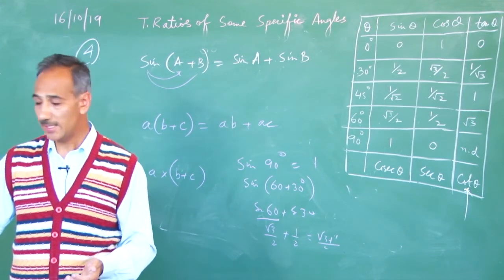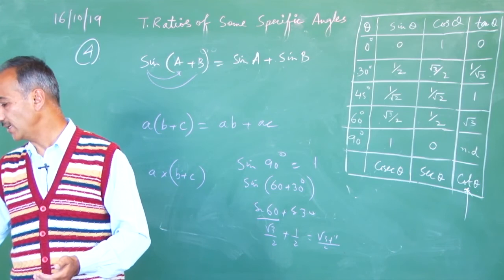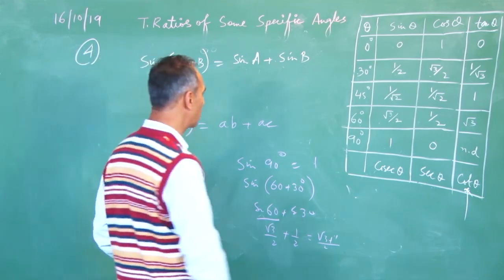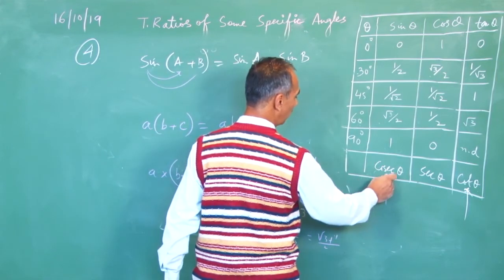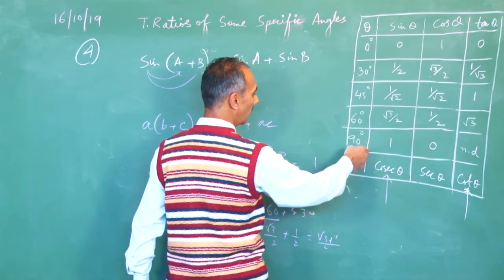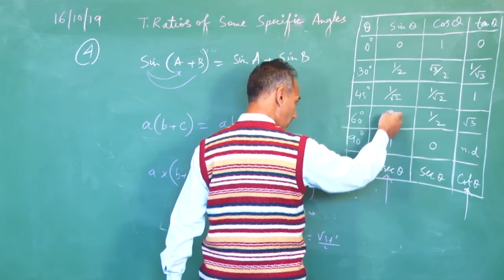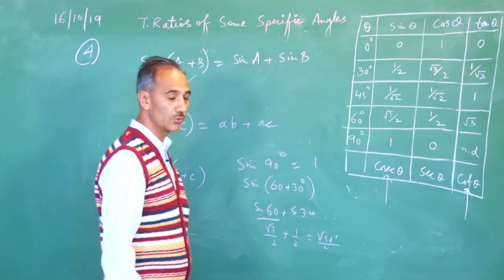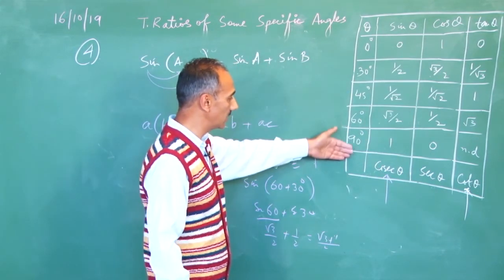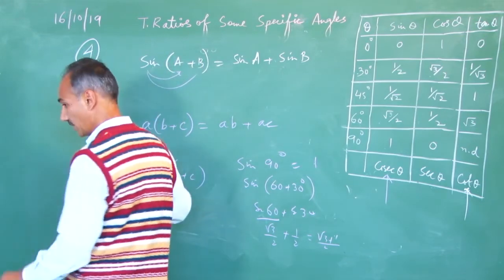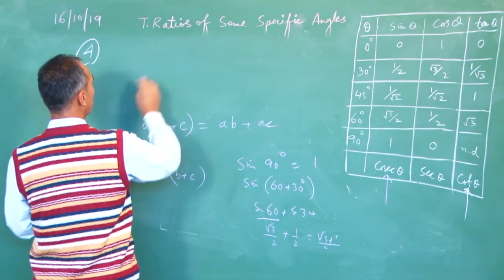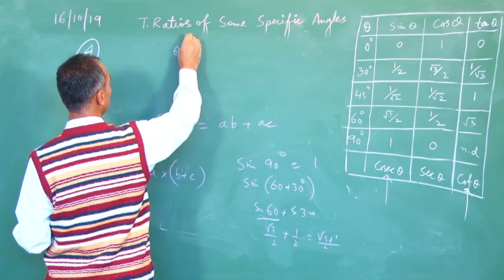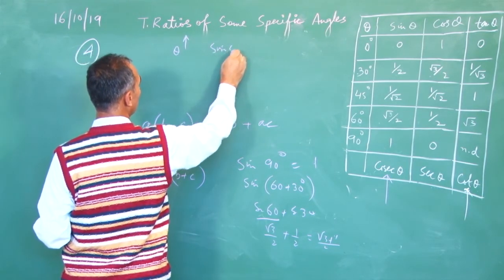The next part says the value of sine theta increases as theta increases. Go to the sine column. As theta increases, what happens to sine theta? It does increase. So with an increase in theta, sine theta also increases. So this is true. As theta increases, sine theta also increases.